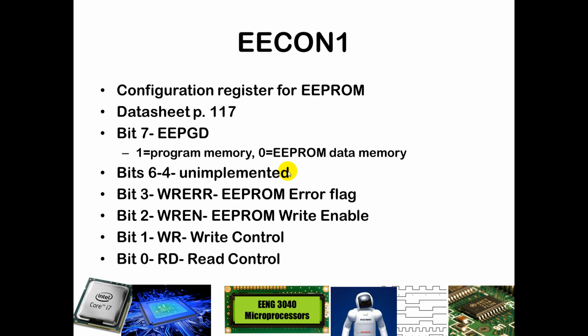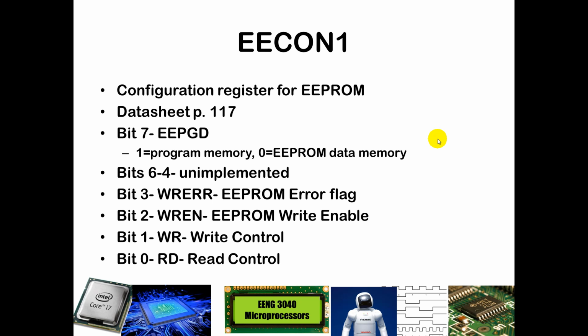EECON1 has several different things in it. EEPGD is perhaps the most important bit. It determines whether you're writing to the program memory or reading from the program memory, or whether you're writing or reading from the EEPROM data. So you can actually rewrite your program while you're running the program. So that allows for training. You can think about artificial intelligence, genetic algorithms, where the algorithm actually trains itself, and that's quite useful as you learn something like user preferences, or you have a robot that's learning to navigate a course. You can actually change the algorithm on the fly, but you have to be very, very careful about that.